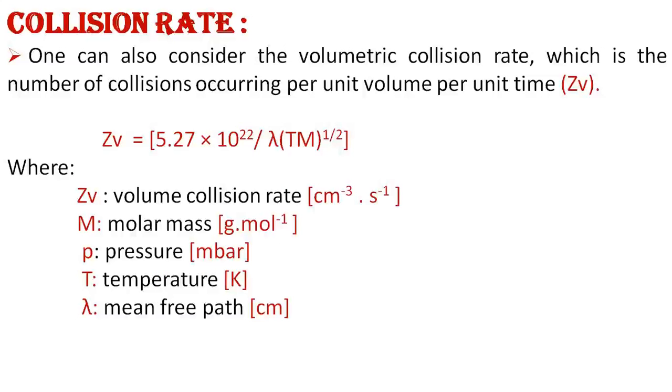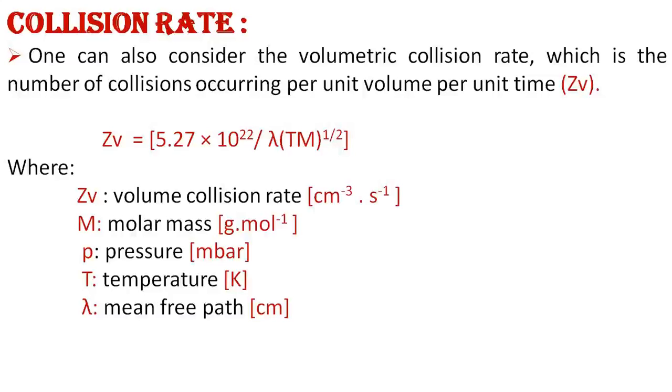So collision rate between gas molecules with each other and the walls of the vessel. One can consider the volumetric collision rate, which is the number of collisions occurring per unit volume per unit time. So collision rate is denoted by Z is equal to 5.27 into 10 raised to 29 times P, the pressure, upon mean free path times temperature, that is lambda T. So here Z is the volume collision rate, that is per centimeter cube per second.